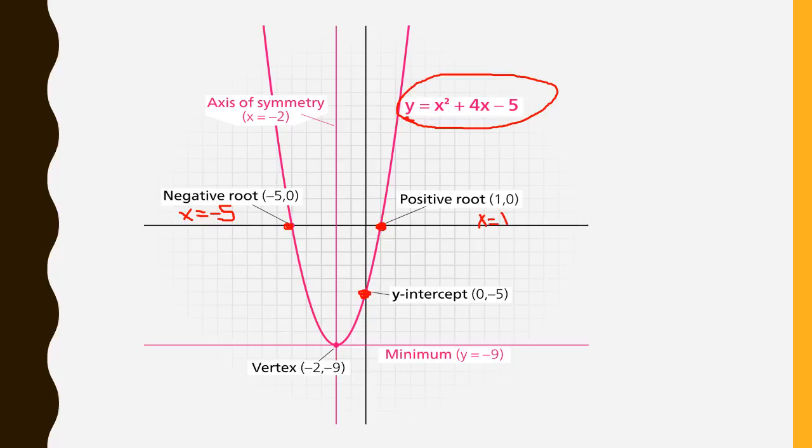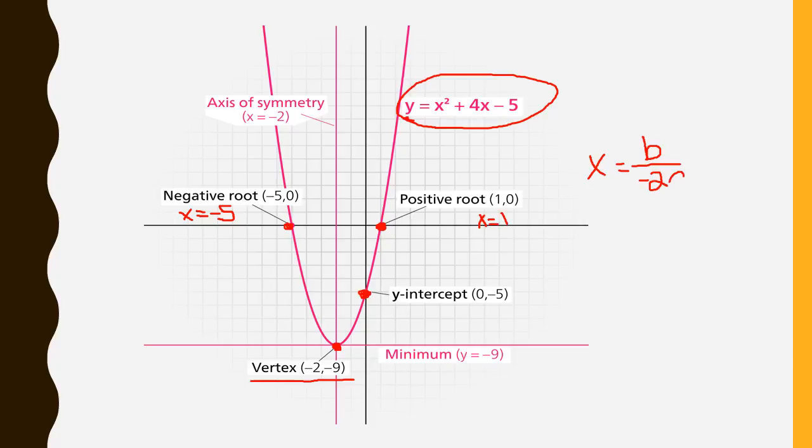The parabola also has a minimum, since the leading coefficient in here is positive. So we have a minimum point, and the minimum in this case is negative 9, and the vertex is negative 2, negative 9. Now, the axis of symmetry is the vertical line that goes through the vertex and divides the parabola into 2 symmetric parts. And as you can see, we have the vertical line here in the middle.